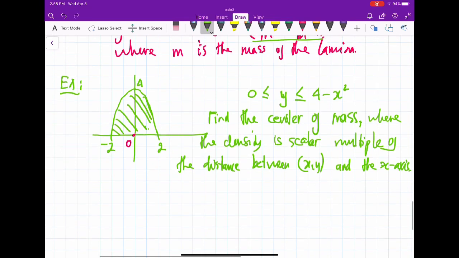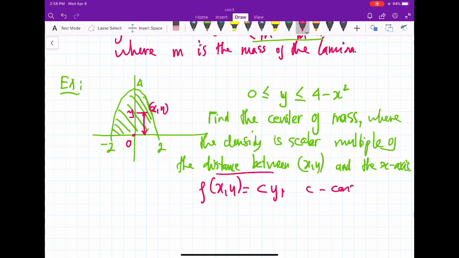Okay, so what is that? Suppose you have some point x, y in here. What is the distance between that point and the x-axis? That is just the y coordinate, right? That is just the y coordinate. So basically, this sentence gives you rho of x and y equal to c y, where c is a constant. Make sense?